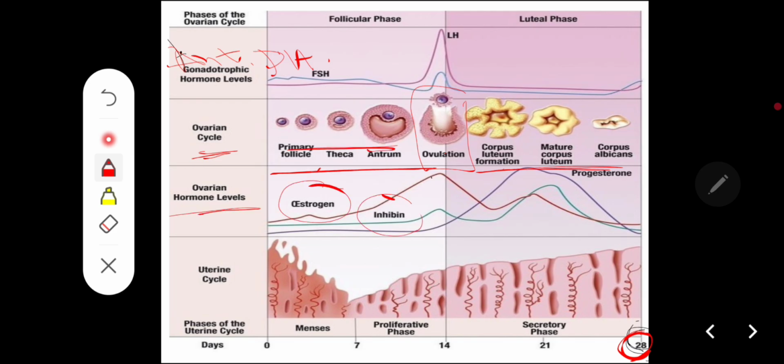Estrogen and inhibin are secreted from granulosa cells during the follicular phase under the influence of follicle stimulating hormone, while during the luteal phase, or the second half of the menstrual cycle, the predominant hormone is progesterone. Regarding the uterine cycle, it consists of the menstrual phase, proliferative phase, and secretory phase. During the first half of the menstrual cycle, there are the menstrual and proliferative phases, while the secretory phase during the second half of the menstrual cycle corresponds to the luteal phase.